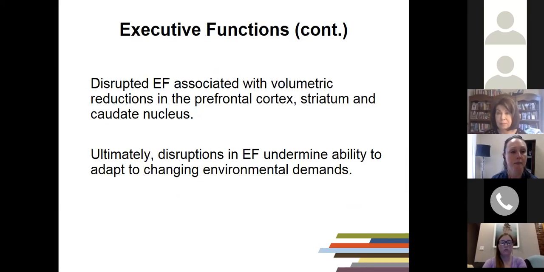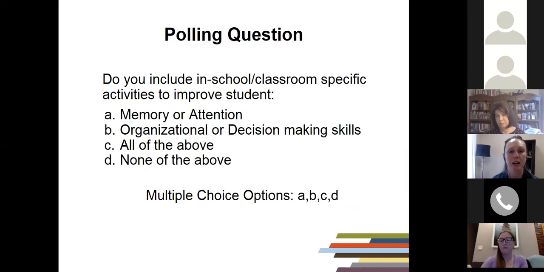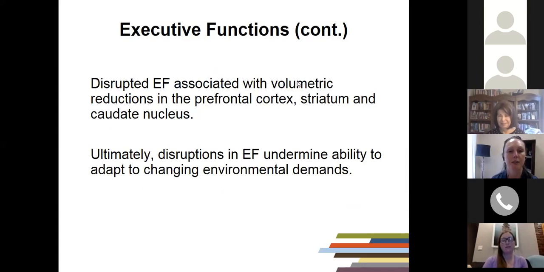All right, so disrupted executive functioning, when people display deficits in this area, it is associated with certain reductions in brain activity in the prefrontal cortex, which we're going to talk about briefly. The striatum and the caudate nucleus. We're not going to do an in-depth breakdown of different brain areas, but just so you know what the literature says about what brain areas are involved in executive functioning. And we already talked about this idea that disruptions here are going to interfere with kids' ability to adapt to different conditions.